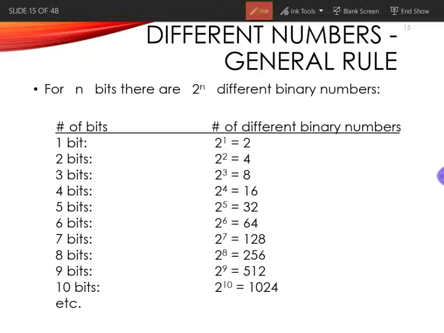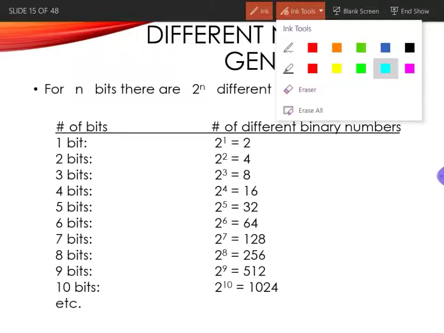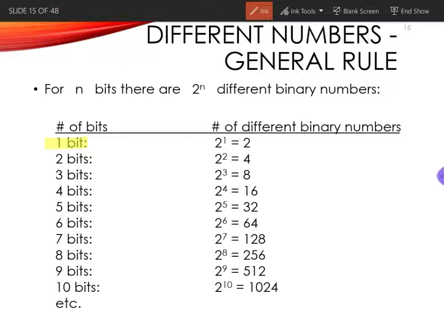So the general rule here is that if you have 1 bit, we have seen that there are only 2 options. When we had 2 bits, we saw that there were 4 options. So the formula is basically for n number of bits, there are 2 to the power n different binary numbers. So let's say if we have 7 bits, that would be 2 to the power 7 equals 128 different binary numbers. If you have 10 bits, you have a total of 1024 different binary numbers.